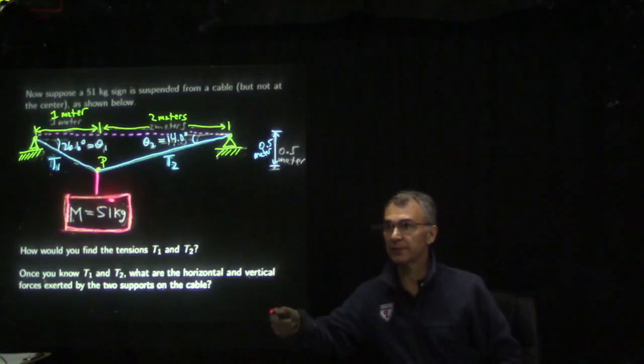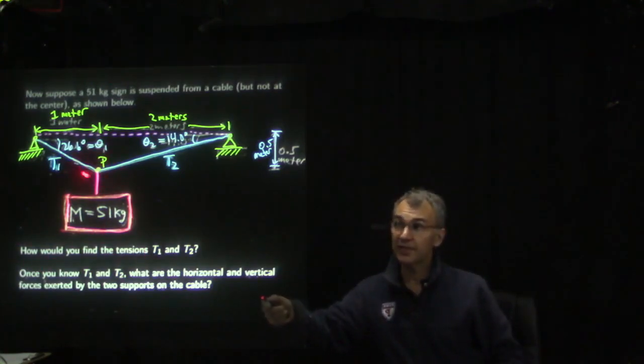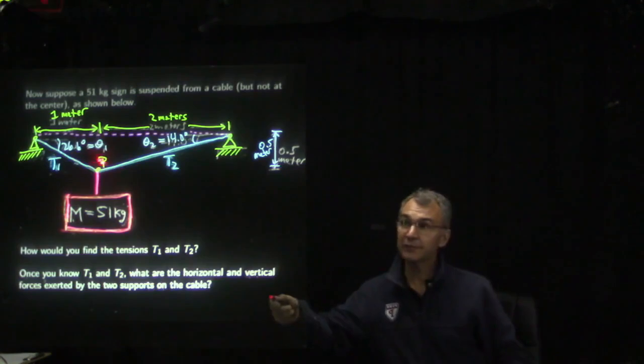Here is our 51 kilogram sign. How do you find the tensions T1 and T2? Well, it turns out we can just take this hypothetical point P and say it must be at equilibrium. And we have horizontal and vertical force equations we can write at point P. Is there a torque equation we can write?